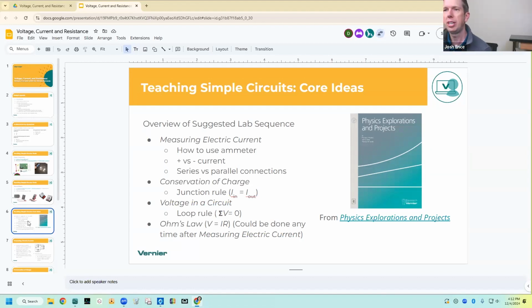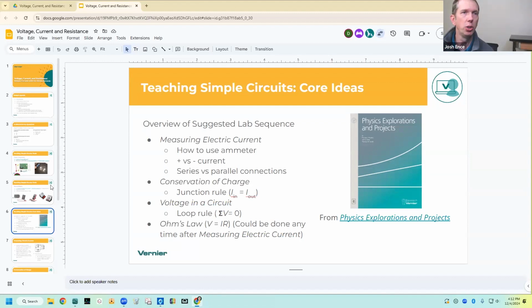And then the last one is Ohm's law. Often you start off with Ohm's law, but you actually don't need Ohm's law for any of the preceding activities. If you want, you can put Ohm's law anywhere in there after that first one. But I find that it tends to work best once you get to the end. By that point, students have a pretty good idea of electric current and voltage, and how those things work together. And Ohm's law ties it all together in a nice, neat package.